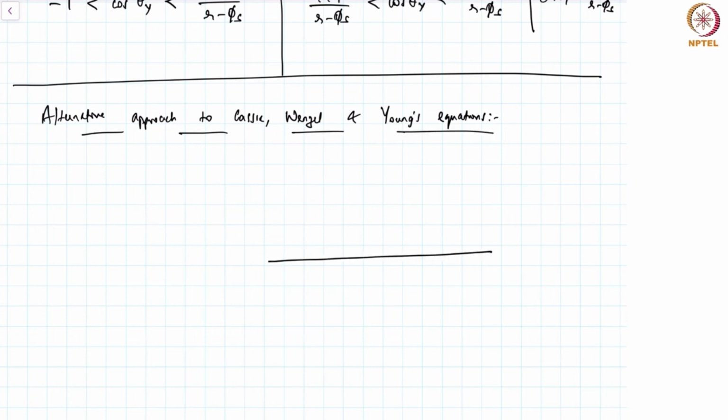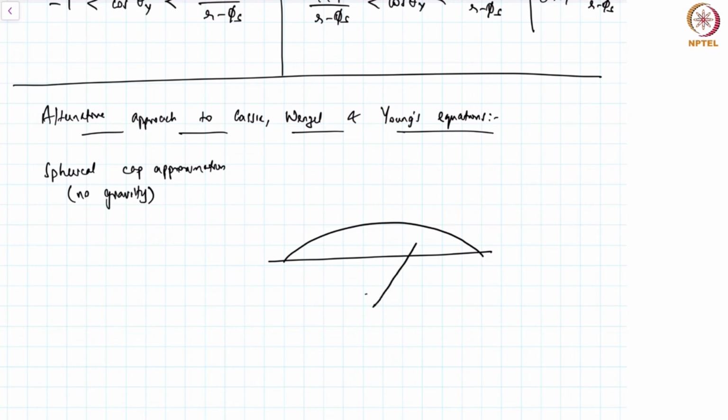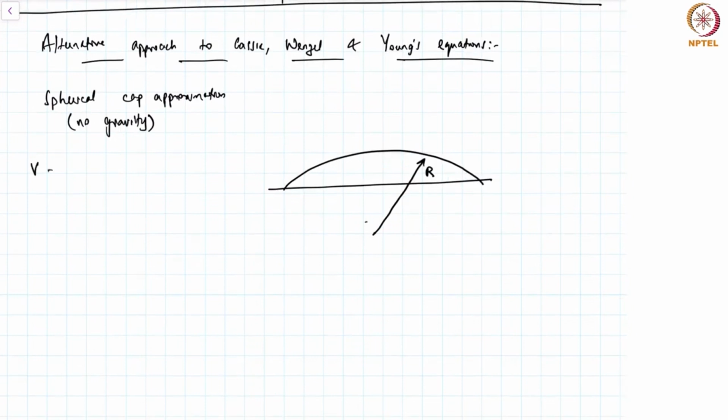The idea of this alternate approach is something that we have already done for the Young's equation. Let's consider a droplet. It's a spherical cap, in the spherical cap approximation. No gravity; at the very least, the droplet is so small that gravity is not important. And if we say that there is a droplet with a radius of r, then we can write down the volume as pi by 3 r cubed into (1 minus cos theta) whole squared into (2 plus cos theta).